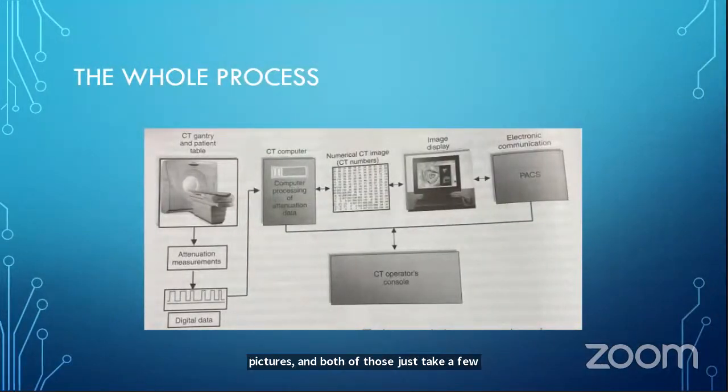So here's a look at just the whole process of the CT scan and what happens. Essentially, the patient is put on the CT table that you see here. They're put into the CT gantry. The scan is performed where we get attenuation measurements from the X-ray beam.